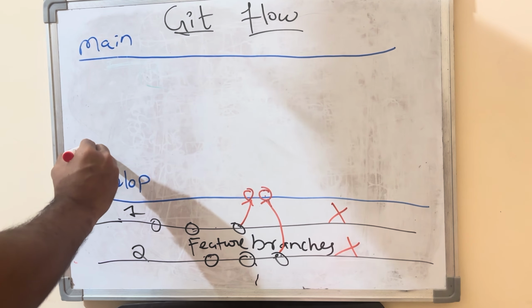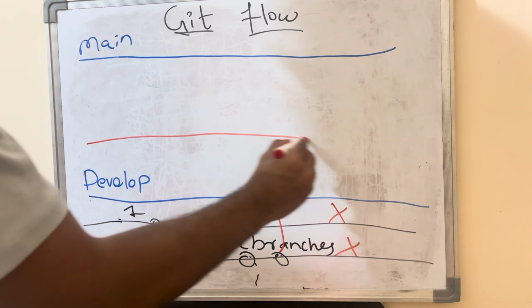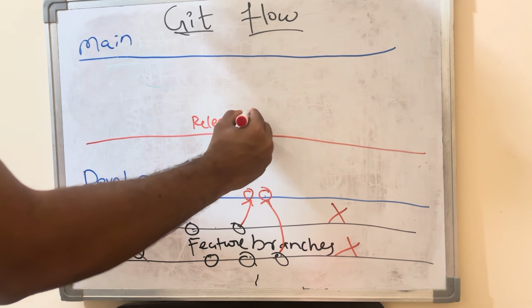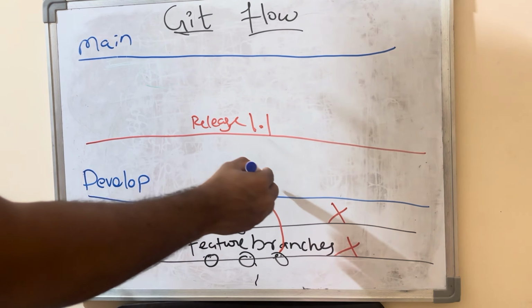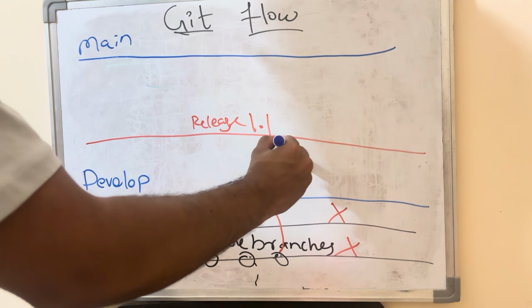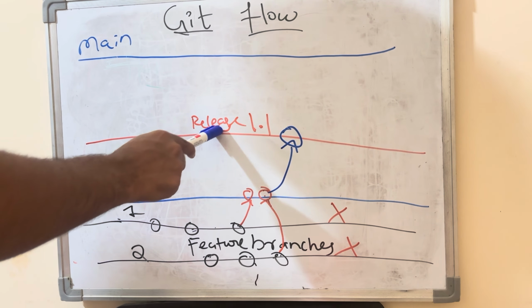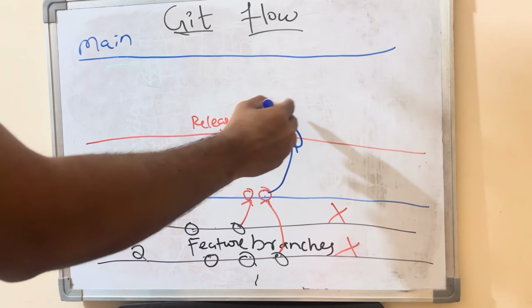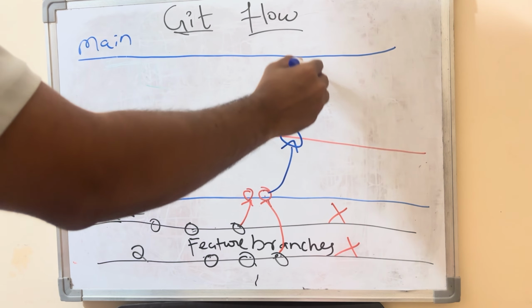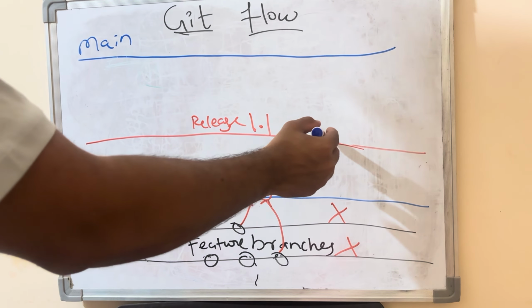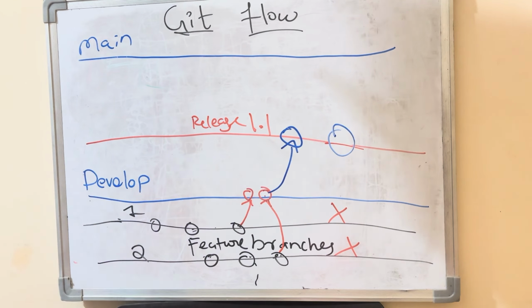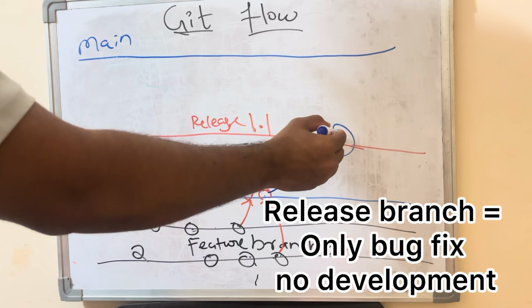For the next release, we are going to create one more branch called the release branch. This branch can be named release, for example 1.1. Now we merge the changes from the develop branch to the release branch. Now testers or QA people will test the code from the release branch. If there are any bugs or issues, before merging to the main branch, we have to resolve those issues. So bug fixes will happen in this particular release branch. Remember, only bug fixes will happen here, no feature development.